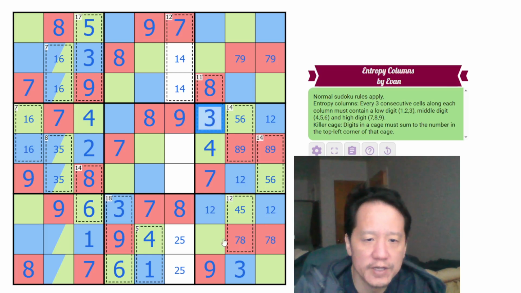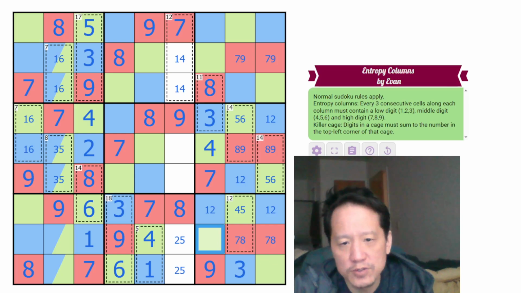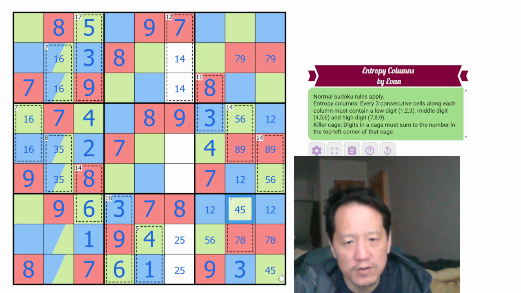What are the remaining digits? This can't be 4, so this must be 5 or 6. This can't be 6, so this must be 4, 5. Well, we have a 4, 5, 4, 5 pair in this box, which eliminates 4 and 5 from the rest of the box. So this must not be 5, so it has to be 6, which forces this to be 5. So this is 5.